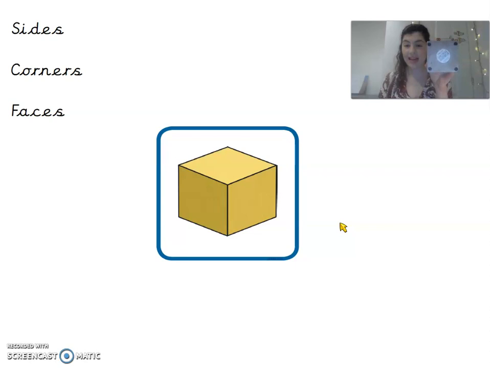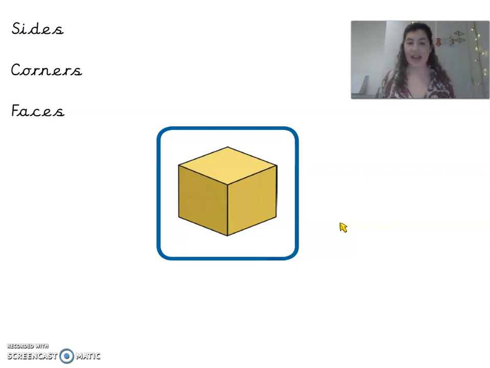Looks like a square, doesn't it? It's got square faces. Fantastic. It's also got some sides and it's got corners. So our cube is sort of a bit like a box, isn't it?